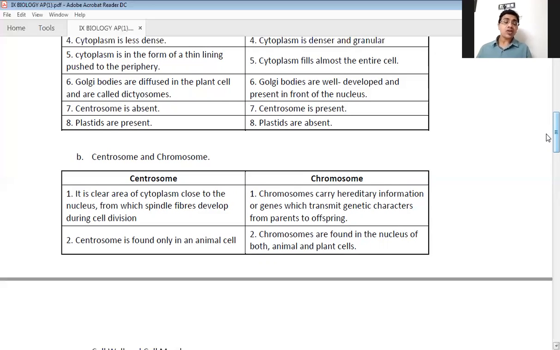Now let's talk about the second point. The second point is centrosome is found only in animal cell, right? They are not present in plant cell at all. And if we compare that with chromosomes, chromosomes are found in the nucleus of both animal cell and plant cell, right? So yeah, that is 2 simple distinguish between points for centrosome and chromosome. So that, now let's go to the third question there.